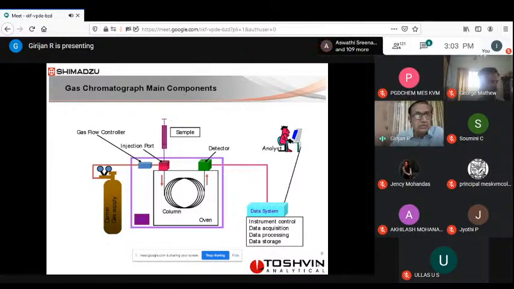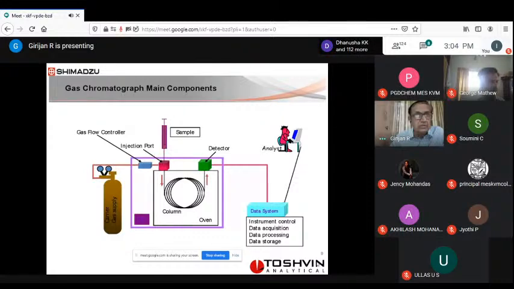So when the sample is moving to the column, different compounds will get separated inside, and one by one, the compounds will start coming out. That means one compound at a time. After some time, another compound will come, so that different compounds will come out of the column at different times. And when it comes out of the column, it goes to a detector, and this detector is also heated.